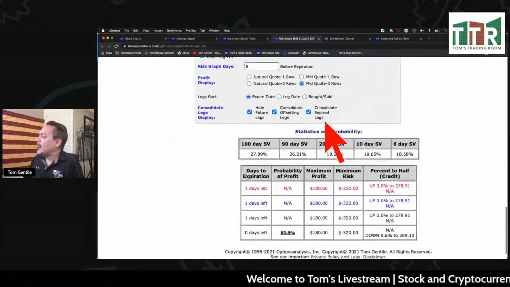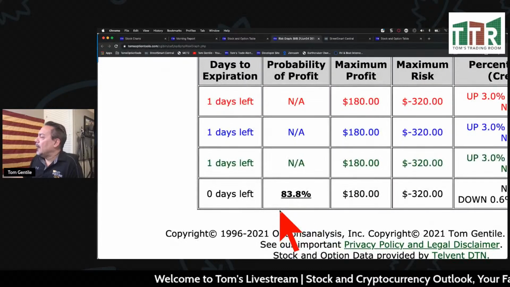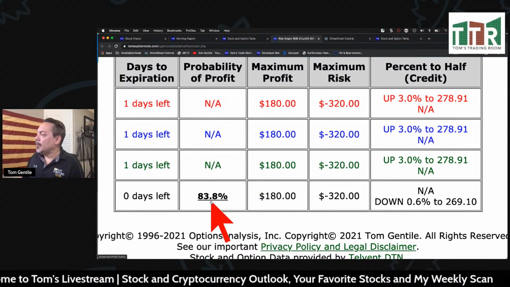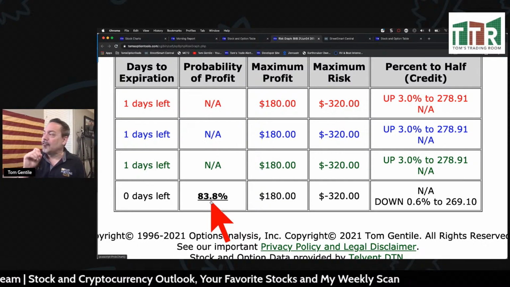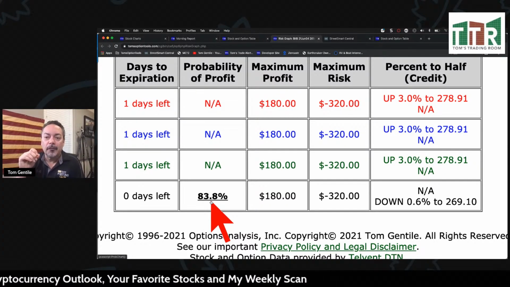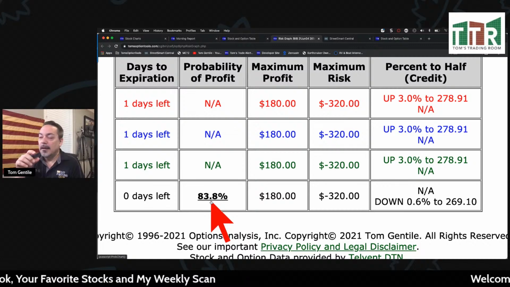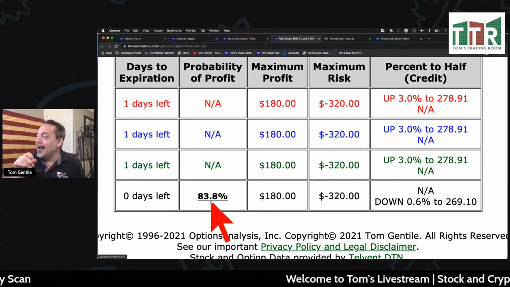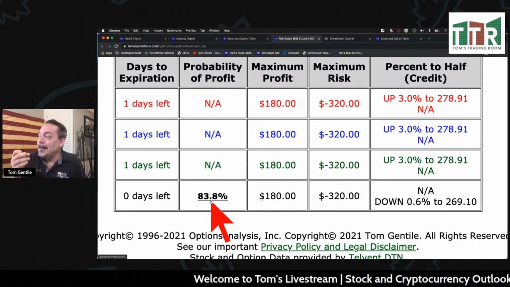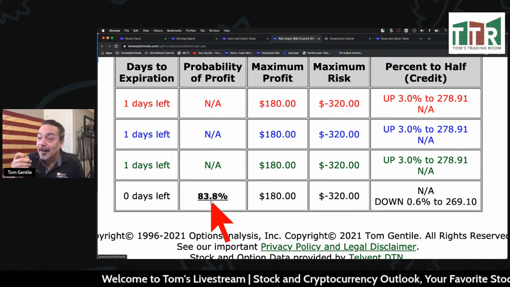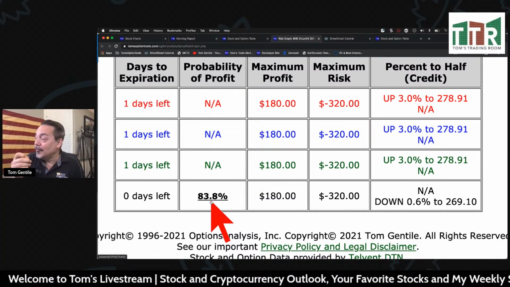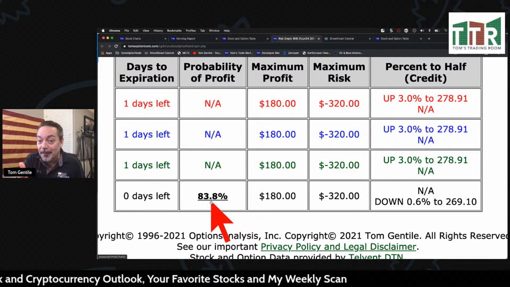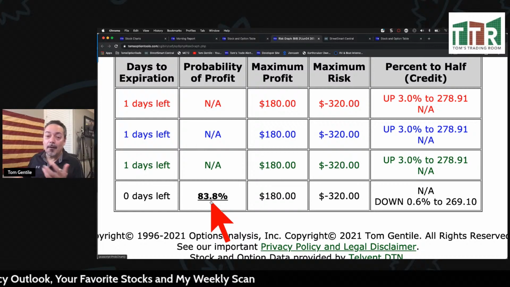Come on down. We've got an area where you can take notes. Look at this. The statistical probability on this trade is that we have an 83% probability of profit by tomorrow. Now, I want you to focus in on something. That still means we have a 16.2% chance that we're going to lose money on this trade, right? But that's how I look at this.